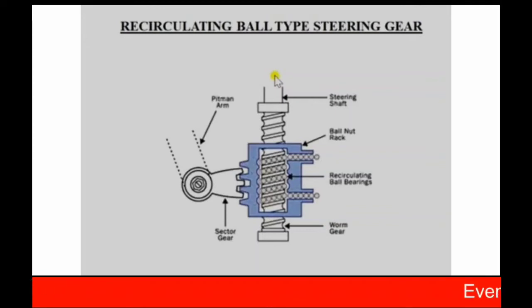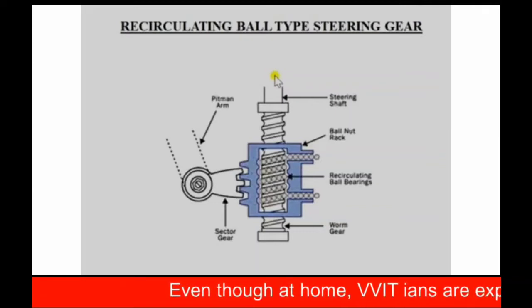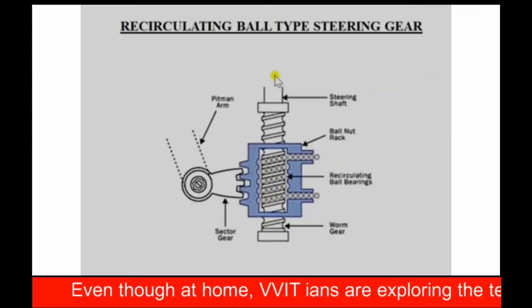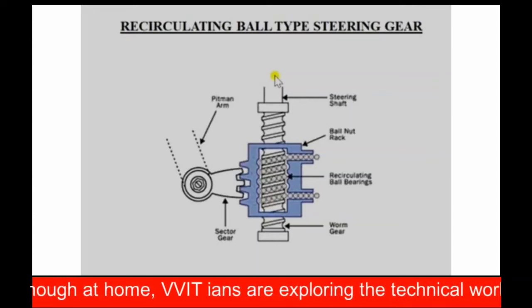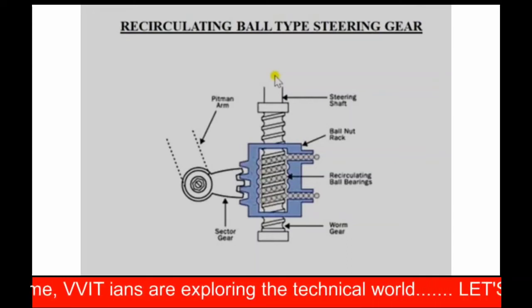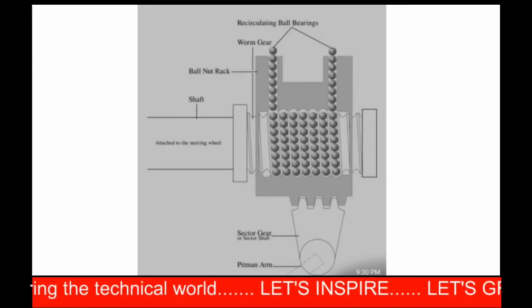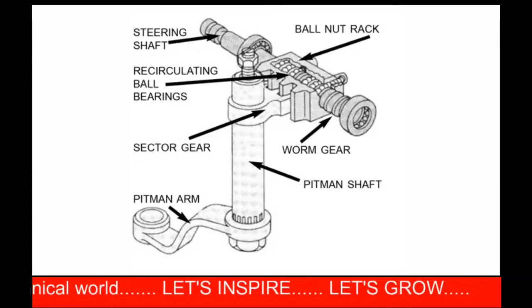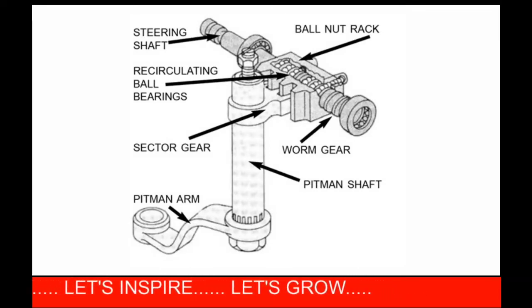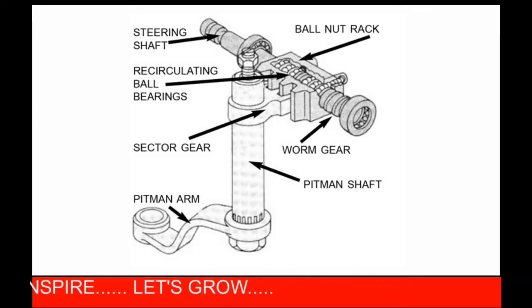Known by multiple names such as the worm and sector, and recirculating ball and nut, this steering system is usually found in old cars and heavy duty vehicles like trucks. Its working is different from a rack and pinion. Let's see the construction of the recirculating ball steering system before we explain the working. The recirculating ball steering system has two gears, the worm gear and the sector gear.